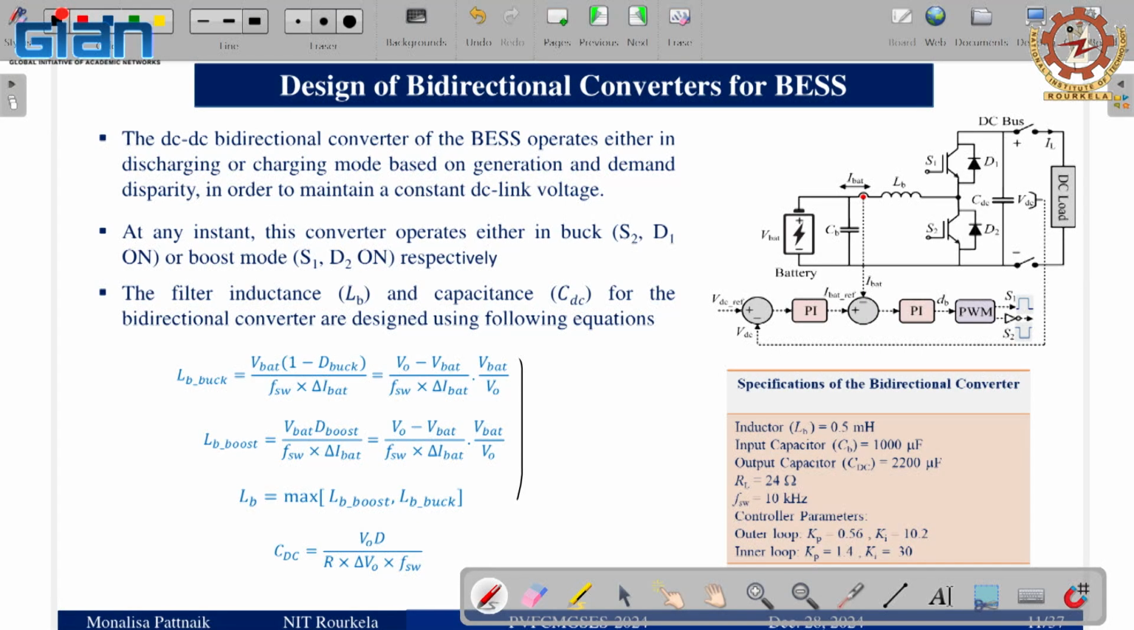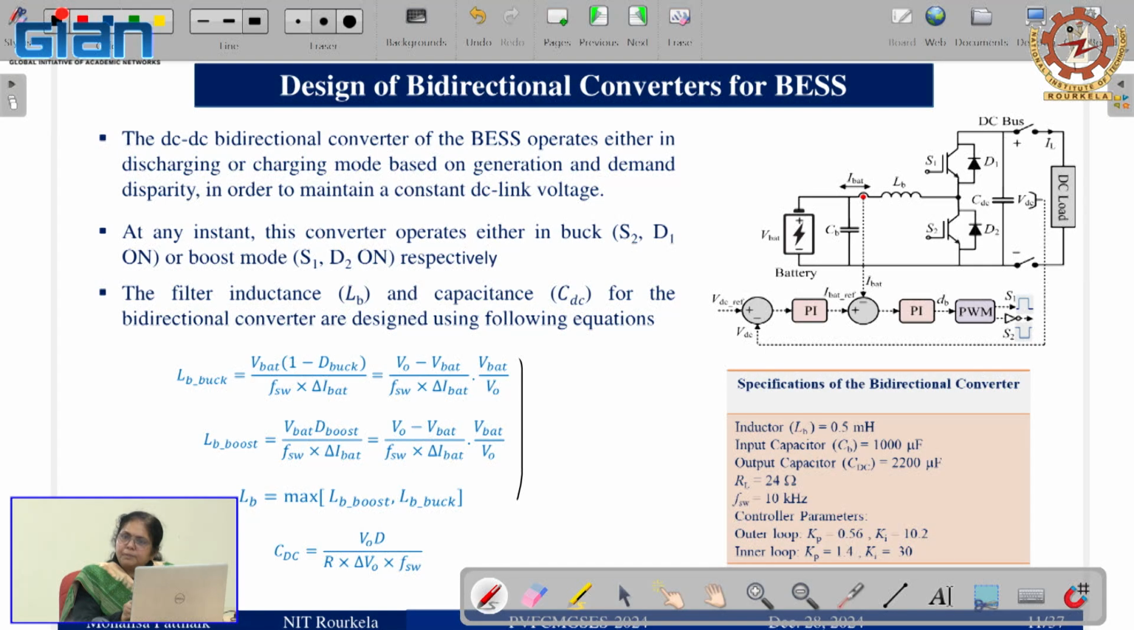And after that you are coming to the battery energy storage system, meaning the battery along with the converter. The converter design also plays a crucial role before implementation. First you have to design the converter, then you go for simulation. And to regulate the DC bus voltage, we are using a dual loop PI controller.